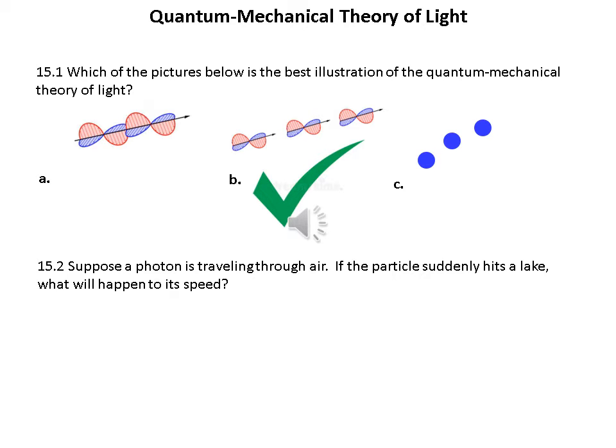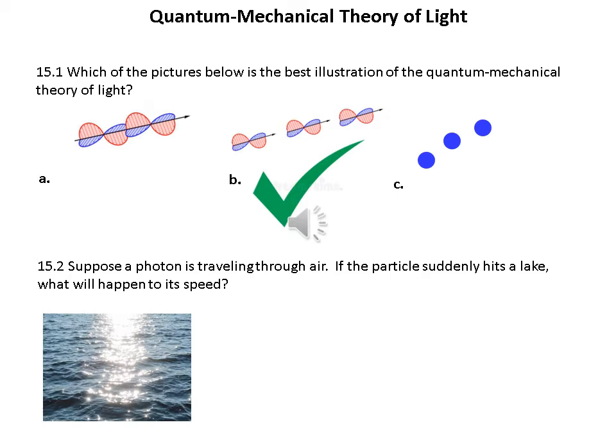On Your Own Question 15.2 asked, suppose a photon is traveling through air. If the particle suddenly hits a lake, what will happen to its speed? And so remember that as light passes from a gas to a liquid, it slows down. So the answer is light is going to slow down.